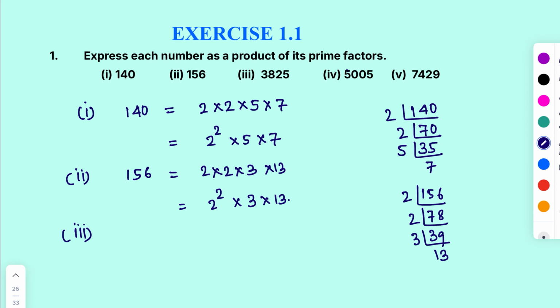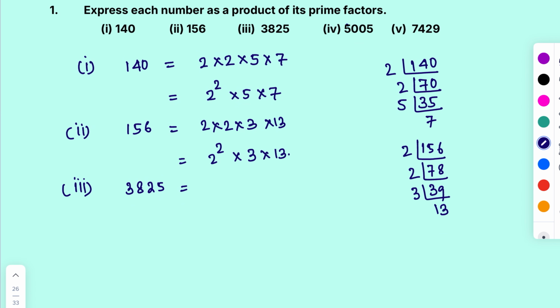Now the third one is 3825. If we divide 3825, 5 plus 2, 7 plus 8, 15 plus 3, 18. That means it can be divided by 3. It cannot be divided by 2 because 5 is the last digit, which is odd. So we can divide by 3. It will be equal to 1275.